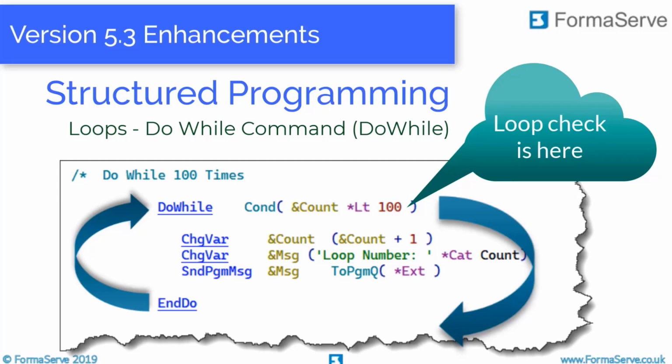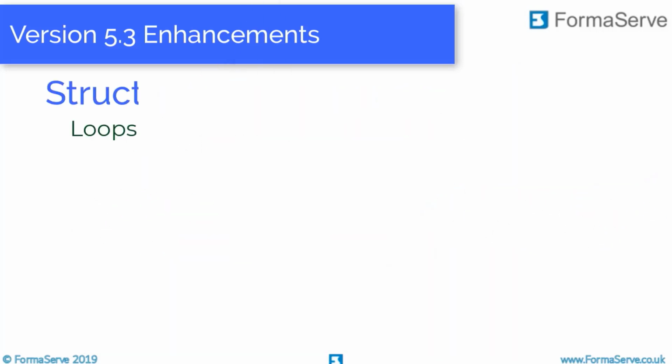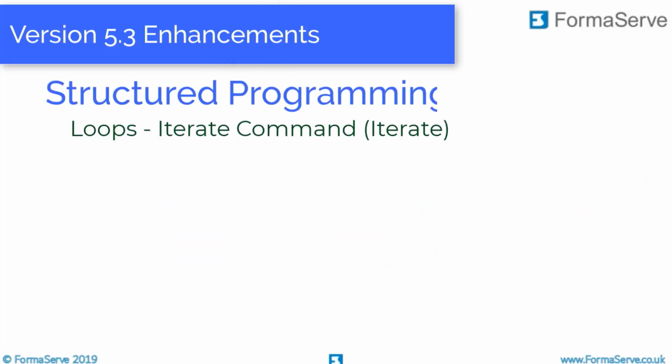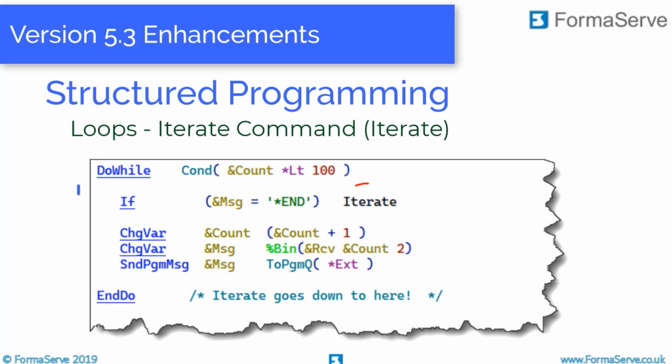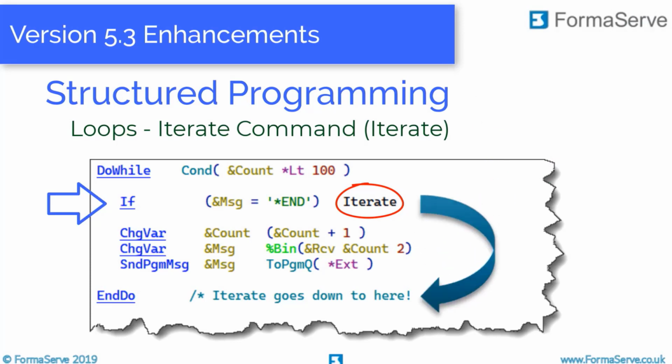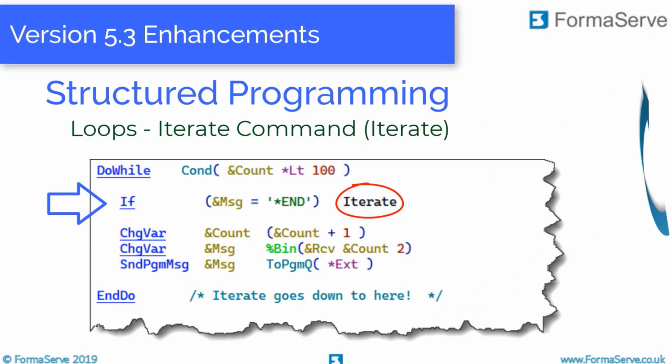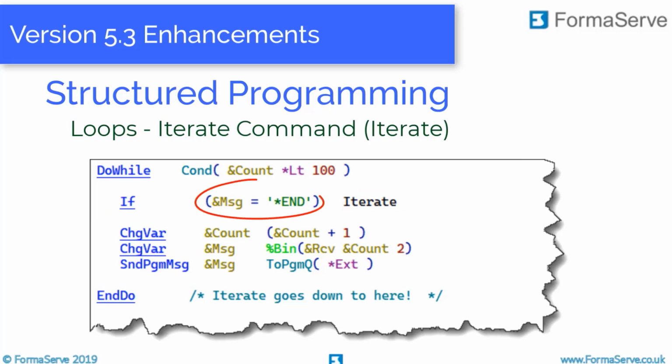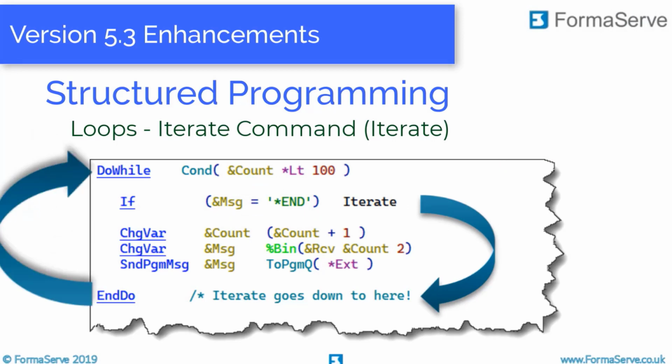The iterate command will stop the processing of commands in the associated do while, do until, or do for loop and passes control to the associated end do. In this example, we are saying that if the variable message is *end, then go to the end statement. The next loop processing will continue while the variable count is less than 100.